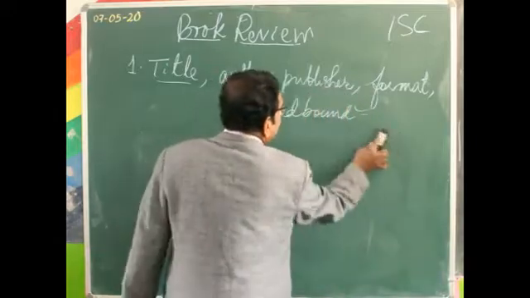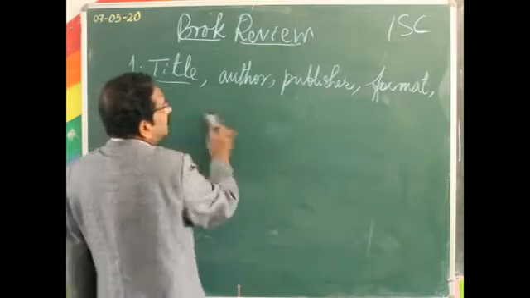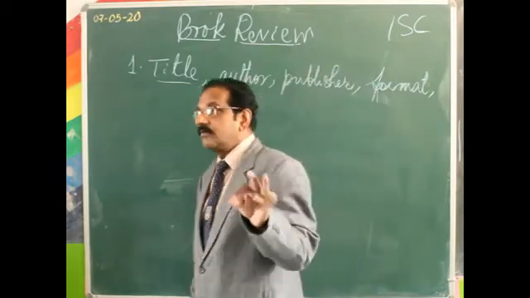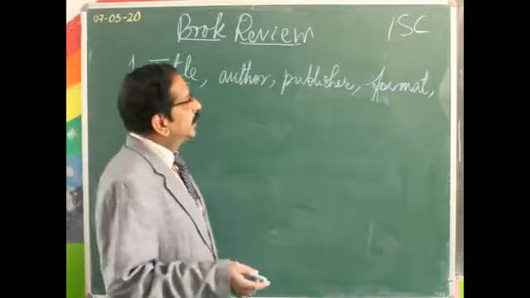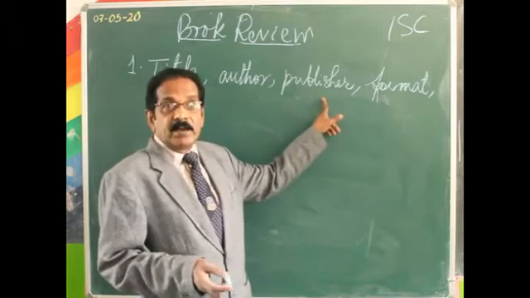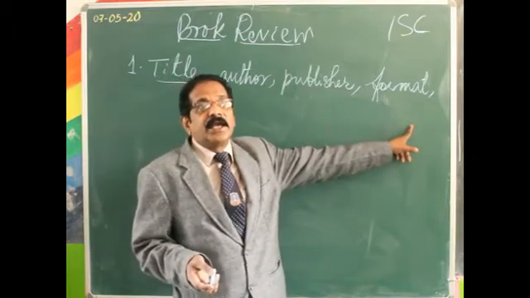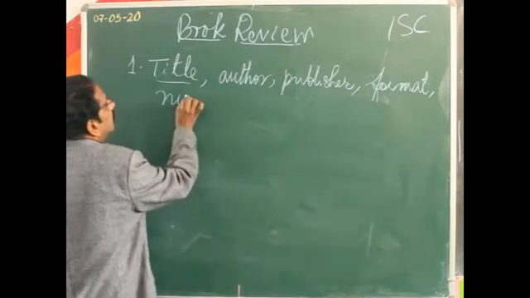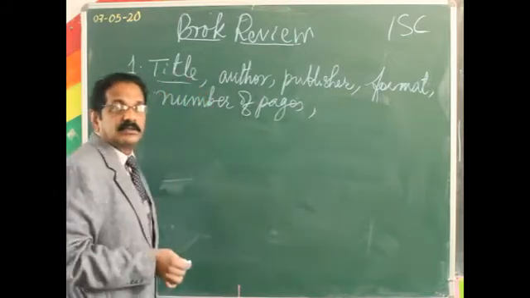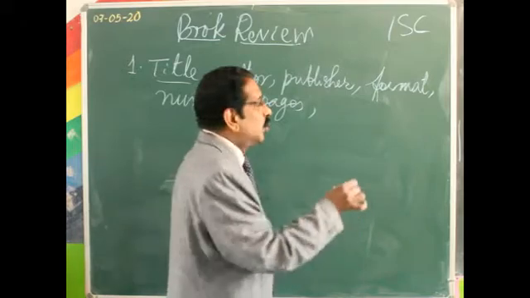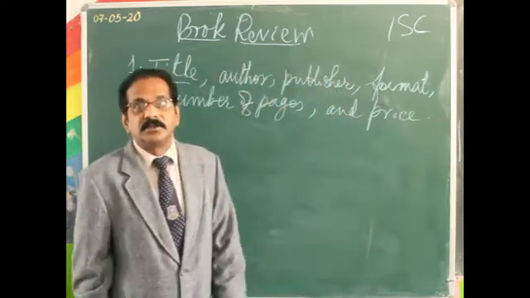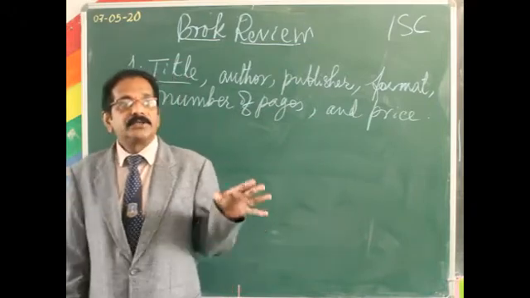Next. So we have given this much information. We have to give, at the start of a book review, these basic informations: the title of the book, the name of the writer, the name of the publisher, the format in which it is printed, and you should also include the number of pages. How many pages are there in this book? And what is the price of the book? So the first point should contain all this information.